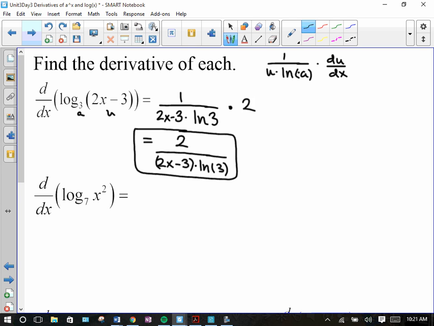I'll let you guys try this next one. Log base 7 of x squared. You want us to write on the board or on paper? Sure, you can write it on the smart board. I want you to find the derivative of log base 7 of x squared.